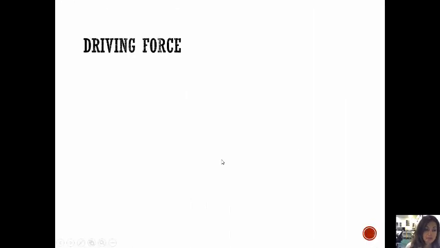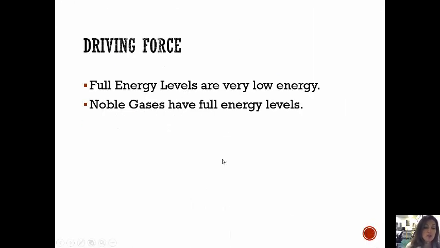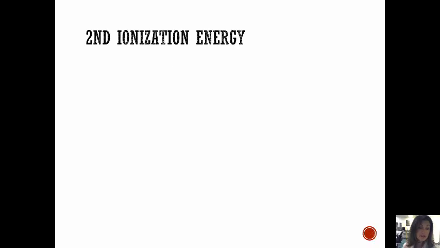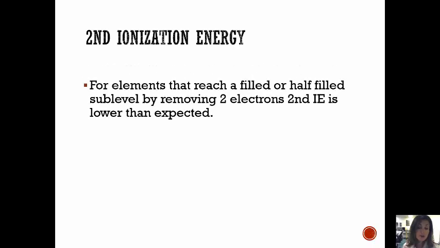Okay, so driving force, full energy levels are very low energy. Noble gases have full energy levels, so they're very stable. Atoms behave in ways to achieve noble gas configuration. Second ionization energy, remember for elements that reach a filled or half-filled sublevel, removing a second electron or having a second, the energy for a second ionization is lower than expected. The reason for that, the reason why it's lower than expected is because it becomes more stable. So for S2, that's very true.